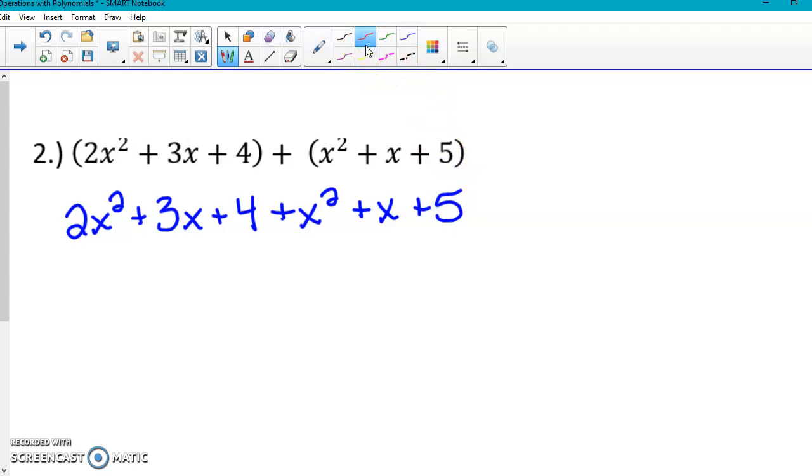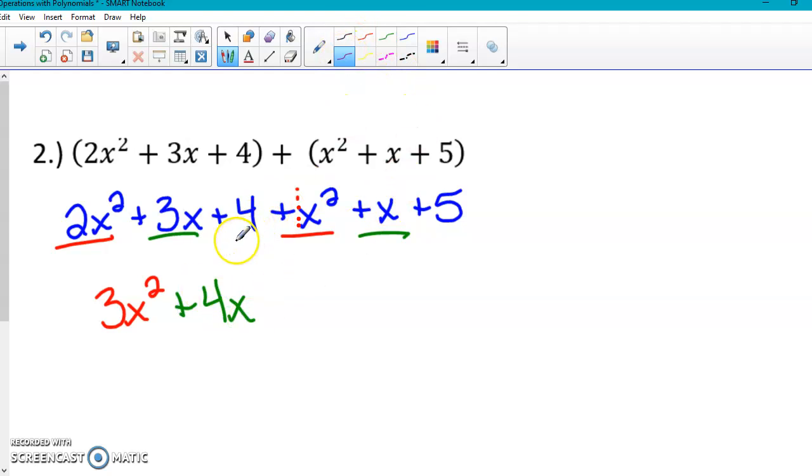Now we're going to go through and add the things that are like. Now keeping in mind, I do want my answer to be in standard form. So I'm obviously going to start with the guys who have the biggest exponent. So x squared here and x squared here. So 2x squared plus an invisible 1x squared makes 3x squared. Okay, then we'll move to the exponent that's next, which would be this 1. Remember, there's an invisible 1 here that we don't see. So 3x and x makes 4x.